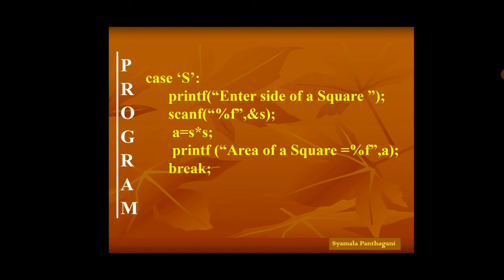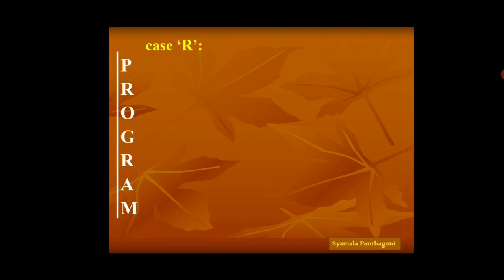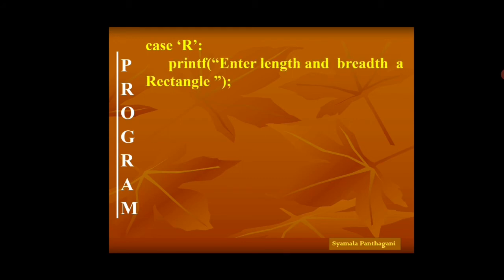Again break. Next case is case R. In the case R, we are going to calculate the area of rectangle. That's why we are going to take the length and breadth of a rectangle as input. Enter length and breadth of a rectangle. Now scanf. Here we are taking two variables as inputs. That's why I have written %f %f, &l, &b. I have taken these two variables as input.